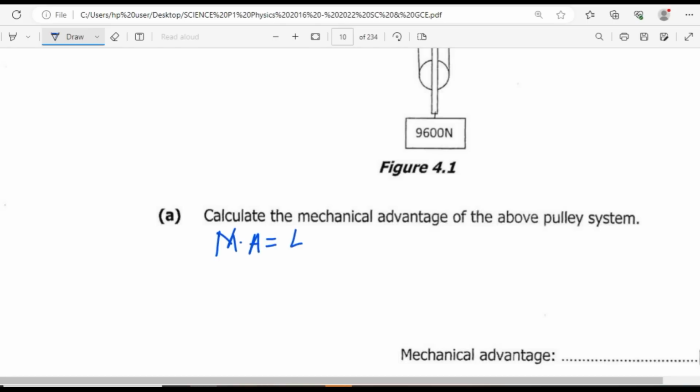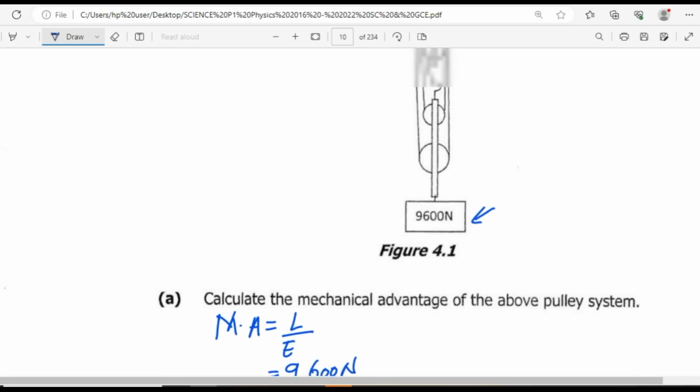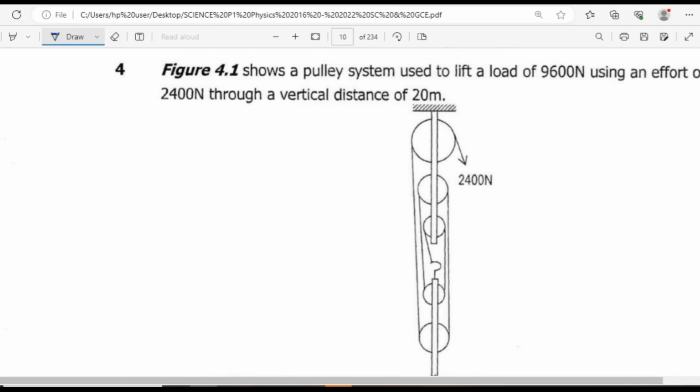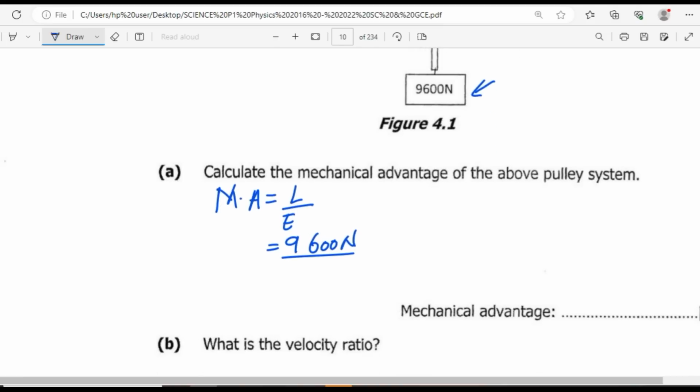So mechanical advantage is equal to load over effort. So the load is 9,600 newtons over what's our effort. So our effort is this number here, so the effort will be over 2,400 newtons. So the newtons can cancel. So 9,600 divided by 2,400, our mechanical advantage is just equal to 4.